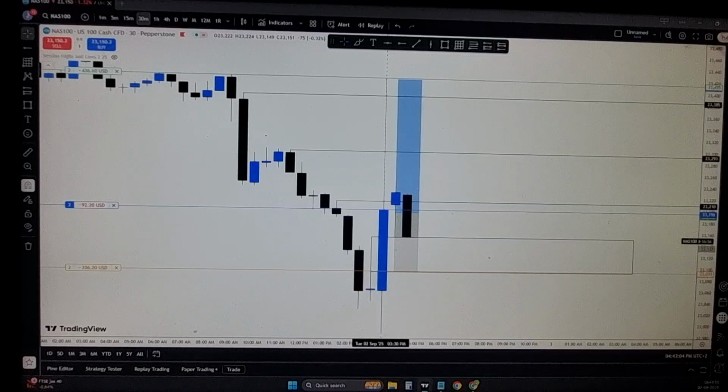Okay, so this is for Tuesday, 2nd September 2025. Okay, we just entered this fair value gap, so I am thinking price is going to go higher. That's what I'm hoping.